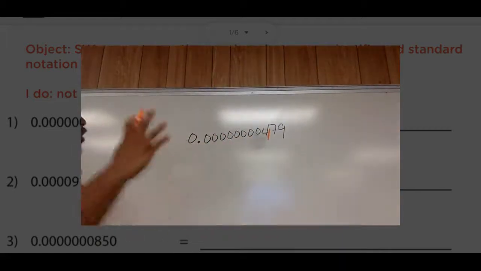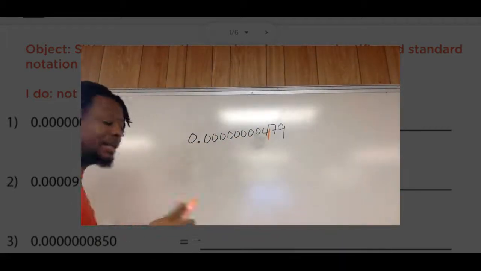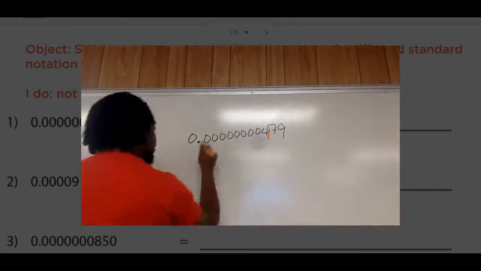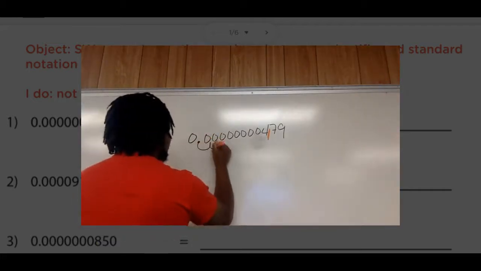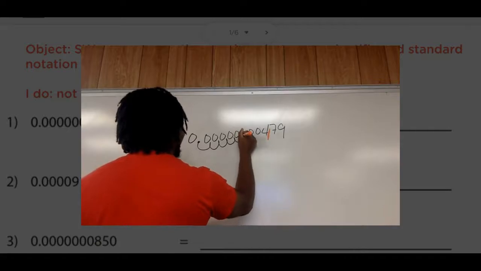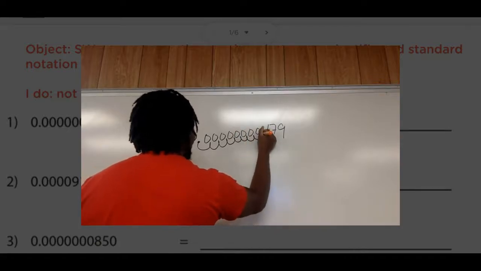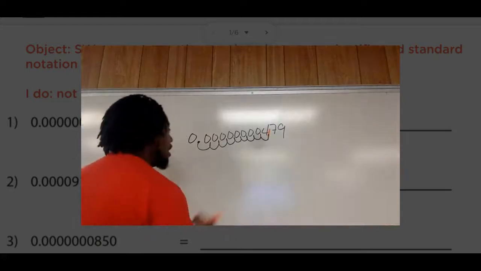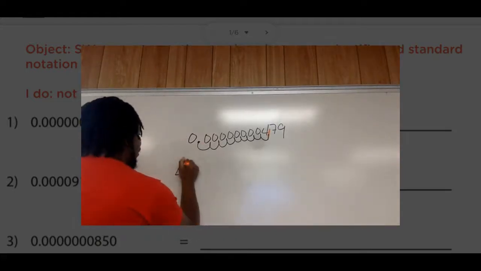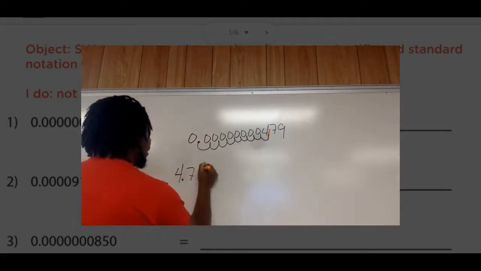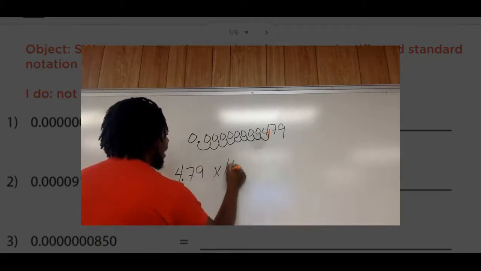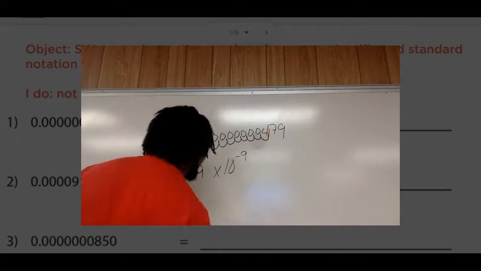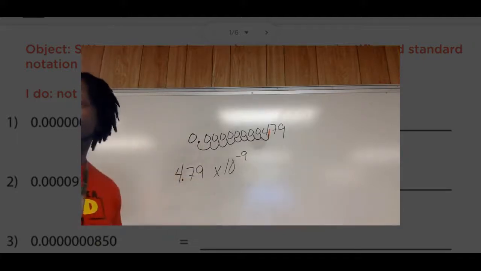Now I'm going to loop-de-loop and count like I did yesterday. So here we go. We got 1, 2, 3, 4, 5, 6, 7, 8, and then we got 9. Nueve. So now that number becomes 4.79 times 10, and it's not going to be to the 9th power, but it's going to be to the negative 9th power.